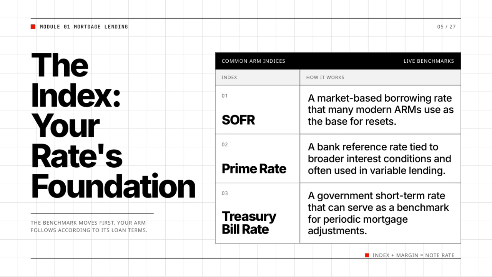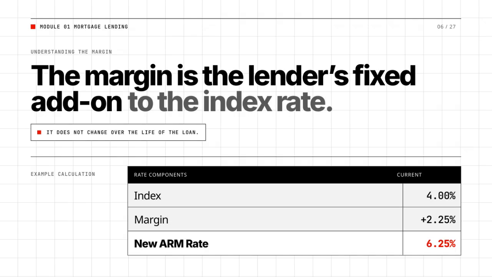Let's talk about the margin in mortgage lending. The margin is essentially the lender's fixed add-on to the index rate. This is a crucial point because, unlike the index, the margin does not change over the life of the loan. It remains constant, providing a stable component to the interest rate calculation.